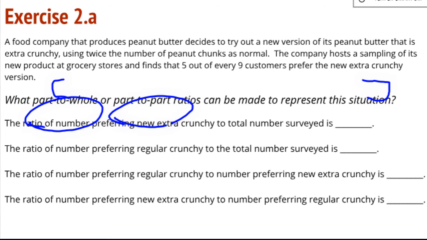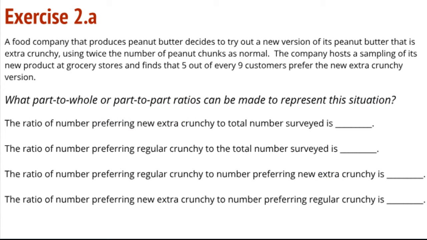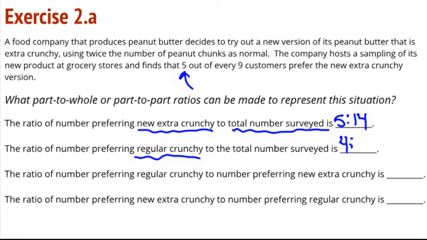Well, one part-to-part that we could write is, let's do part-to-whole first. The new extra crunchy and the total number surveyed. The new extra crunchy, we had 5 who preferred that, and the total number of customers was 14. The ratio of the number preferring regular to the total, so we had 4 who preferred out of 14.